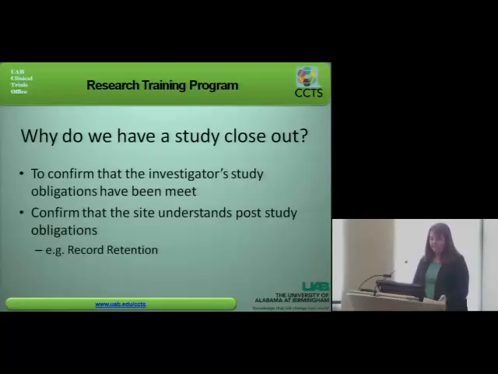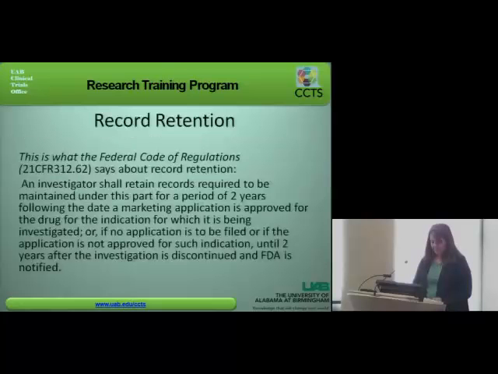Why do we have a study closeout? To confirm that the investigator's obligations have been met, to confirm that the site understands post-study obligations such as record retention, record retention based on the federal regulations.